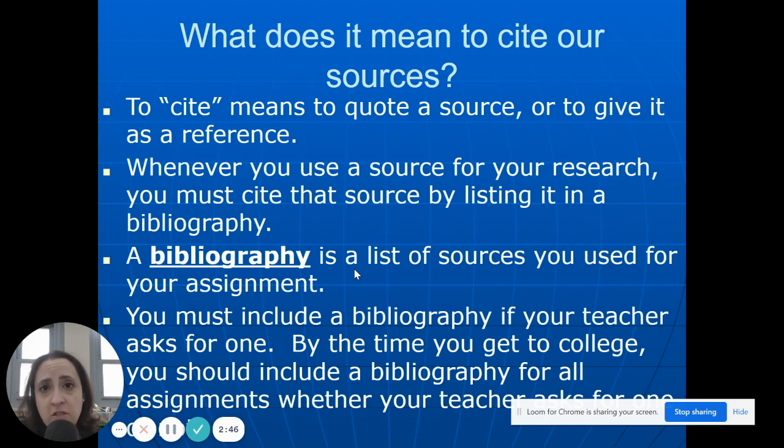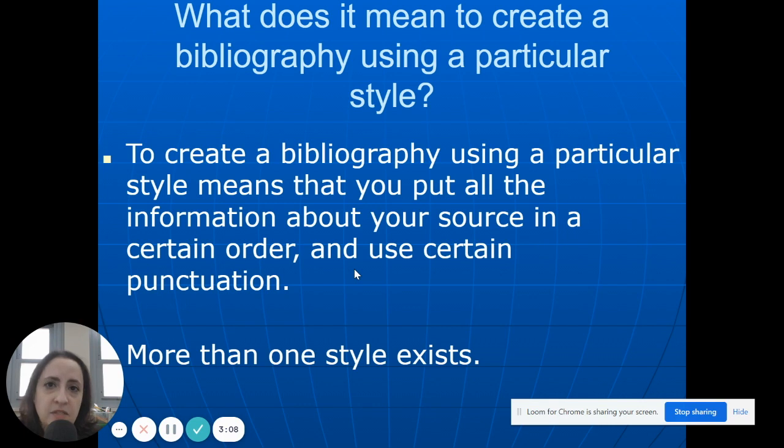Anytime your teacher asks you for a bibliography, you must include one. And definitely by the time you get to college, you should be including a bibliography, whether your professor asks you for one or not. It's just standard procedure in that situation for you to do that. So what we're going to be doing today specifically is making a bibliography in MLA format or MLA style.